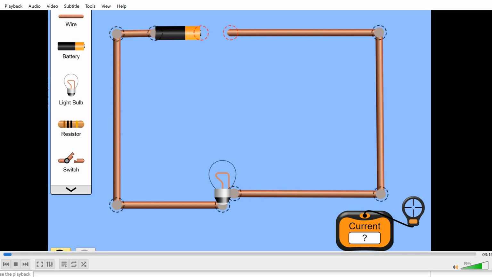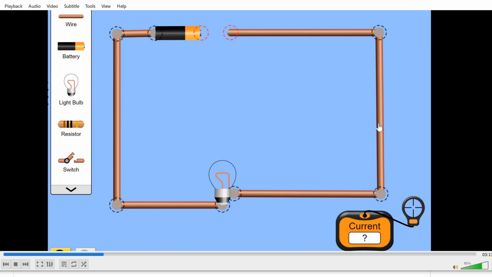We are looking at a simple series circuit. It's incomplete at the moment. If I just go through the circuit, we have a gap here. The circuit is incomplete, so the bulb down here does not light up. We've got one battery. The positive end is this yellow end here. The negative end is the dark end. Then we have connecting wires going all the way round through the battery, through the bulb, and then back to the battery. We also have down here a current meter, an ammeter.